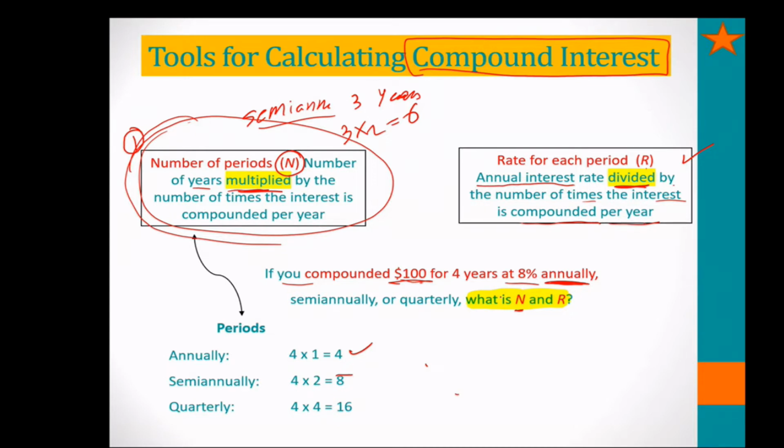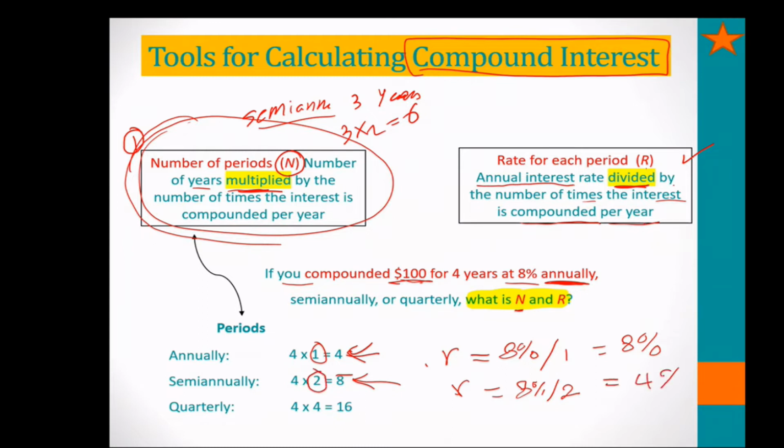For example, if it is annually, 4 periods, what will be the rate? Here it is 8% divided by 1, once a year, so it is 8%. If it is semi-annually, what will be the rate? It's 8% divided by 2 because it is 2 times a year.